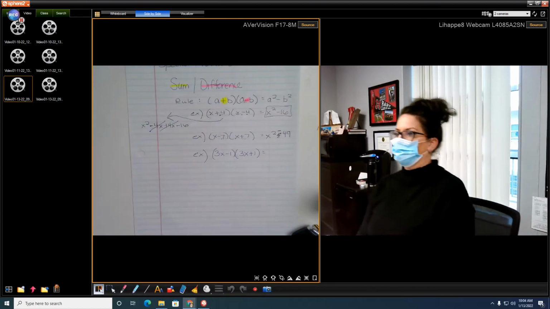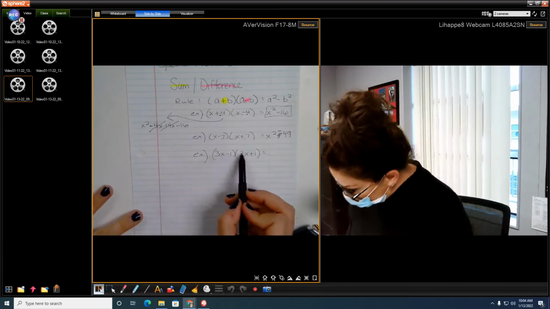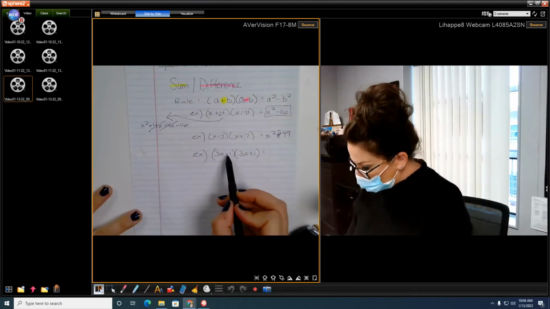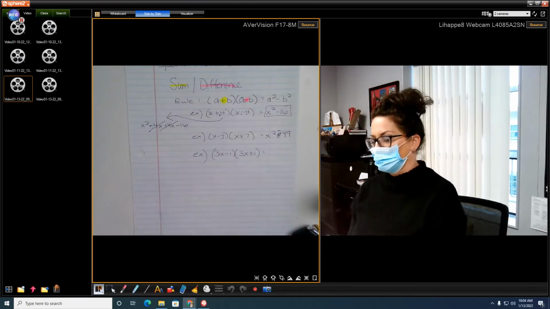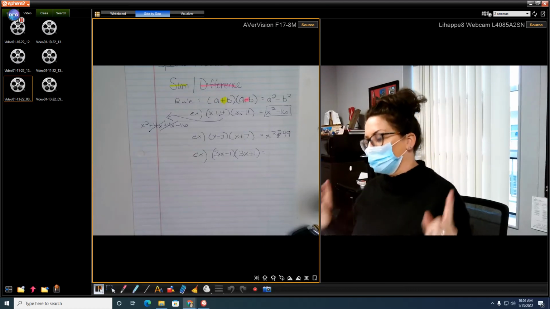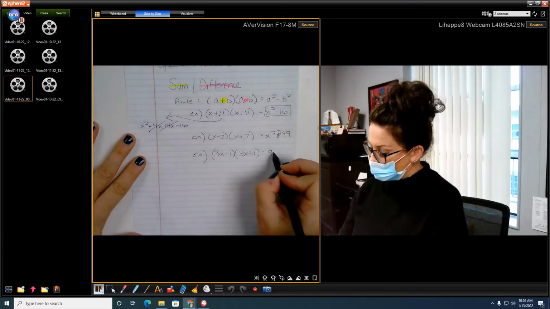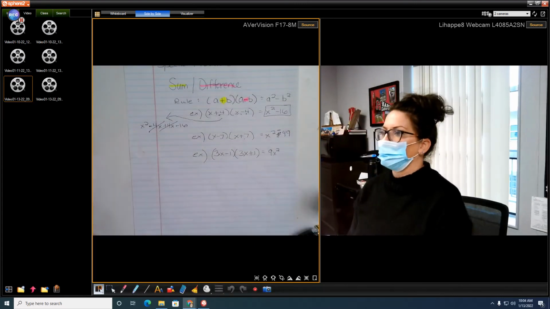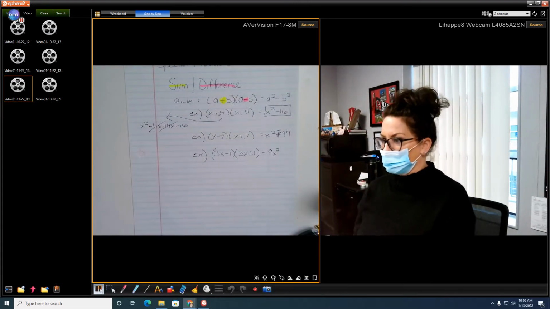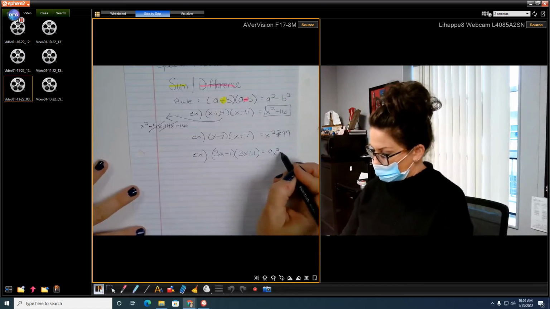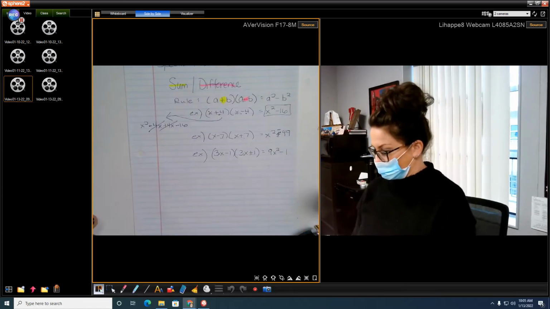Does that fit the pattern? Yes, my A's are the same, my B's are the same, and one's a minus and one's a plus. So what's 3x times 3x? Multiply. 9x squared. And what's a negative 1 and a positive 1? Negative 1.